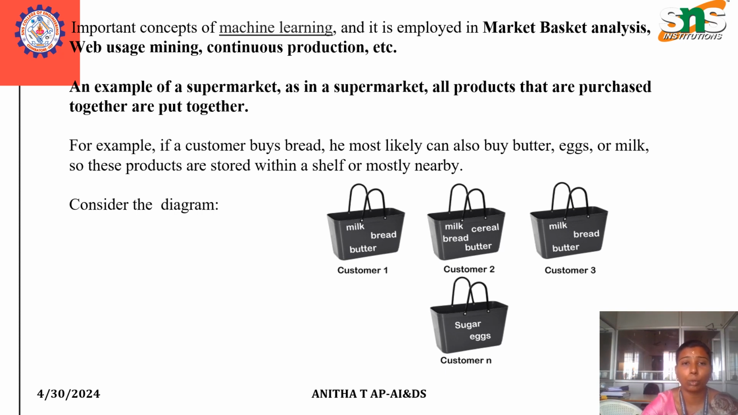An example is a supermarket, where all products that are purchased together are put together. For example, if a customer buys bread, he most likely can also buy butter, egg or milk. So these products are stored within a shelf or mostly nearby. So this is the combination of products which we buy together in the supermarket. This is one of the market basket analysis diagrams.